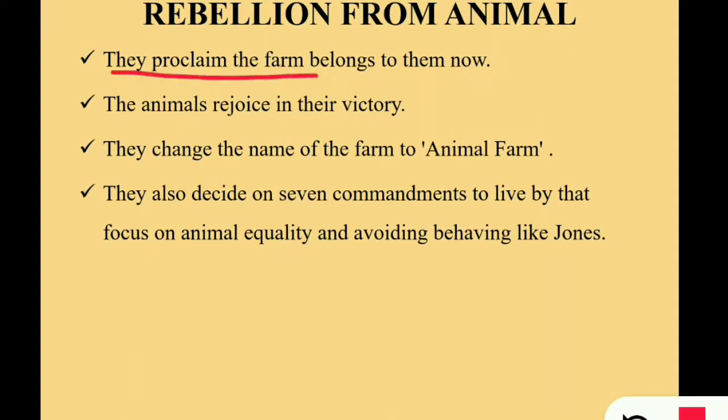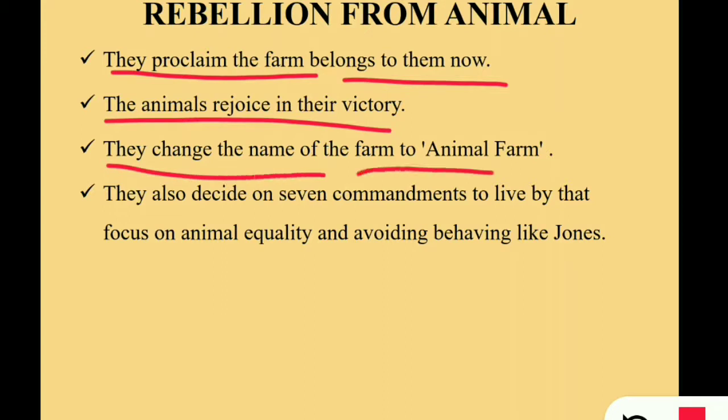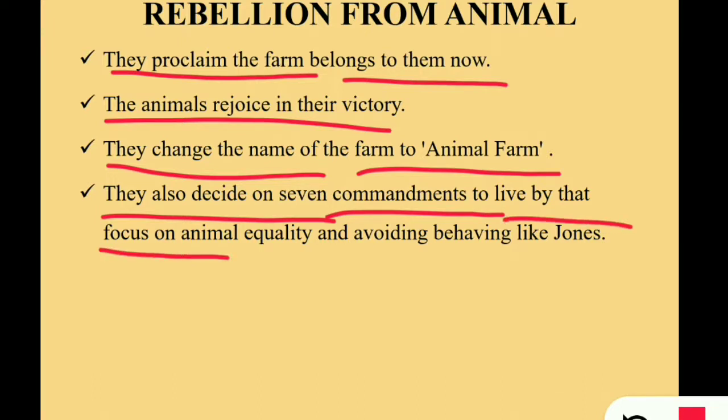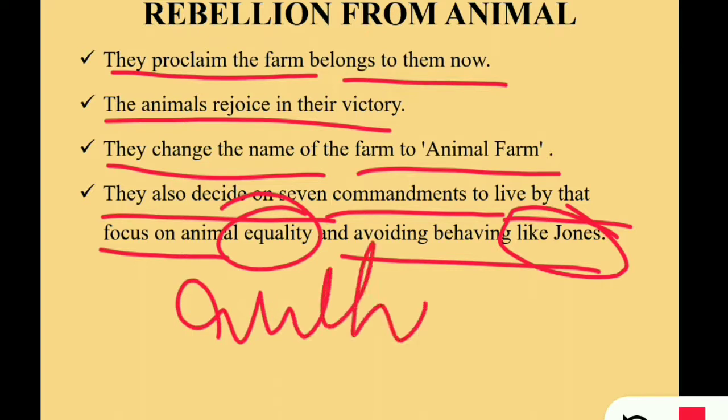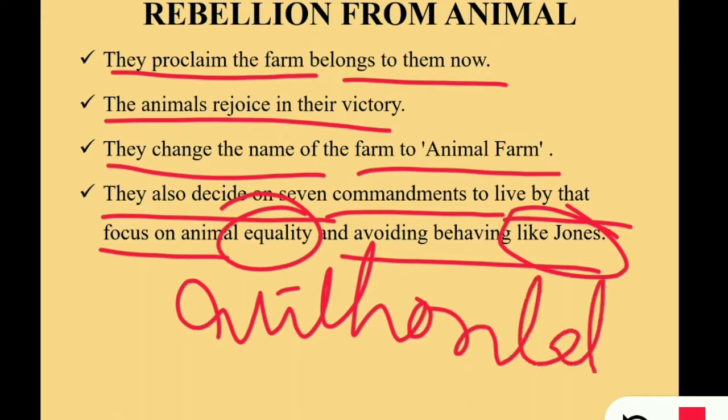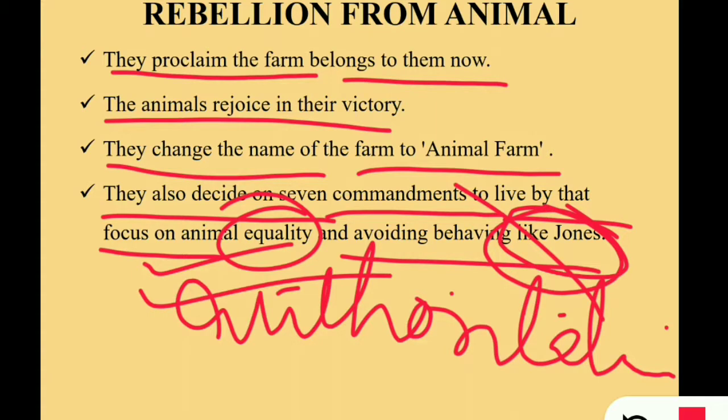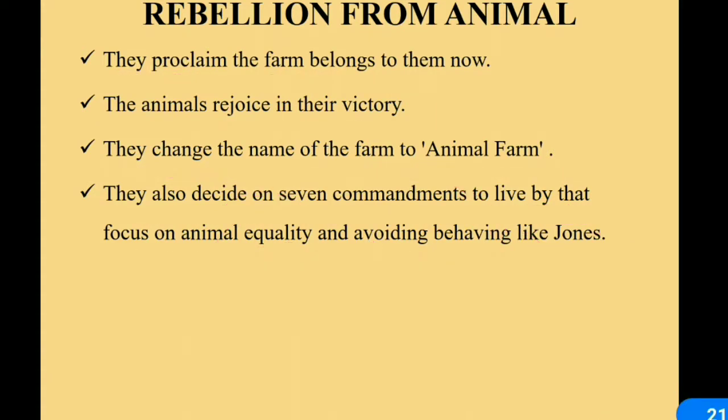They proclaim the farm belongs to them now. The animals rejoice in their victory. They change the name of the farm to Animal Farm. They also decide on 7 commandments to live by that focus on animal equality and avoid behaving like Jones. Jones means authoritative person. So authority was thrown out and equality was established, according to the animals. Was it really so? We will see.